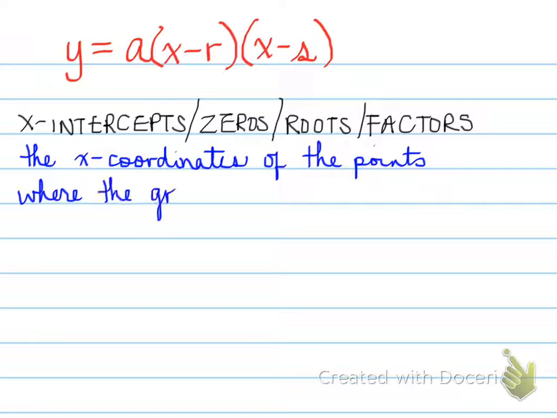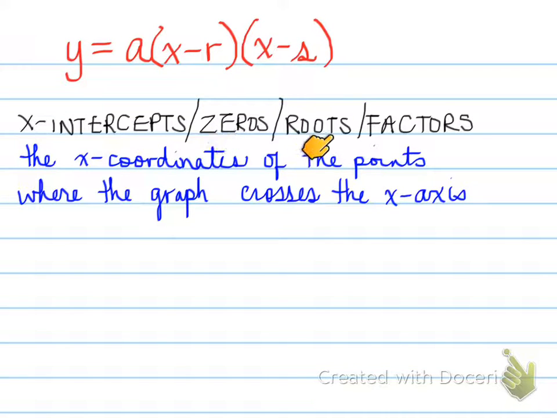Now, what these are, x-intercepts, zeros, roots, and factors, is the x-coordinates of the points where the graph crosses the x-axis. And you guys should know this from grade 9. X-intercept means where does it cross the x-axis. Another word is zeros, another word is roots, and factors. But I want you to note which values tell you the x-intercepts. This would be the value of r and the value of s.